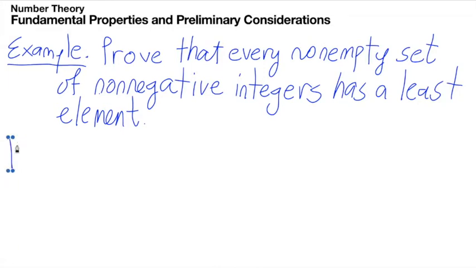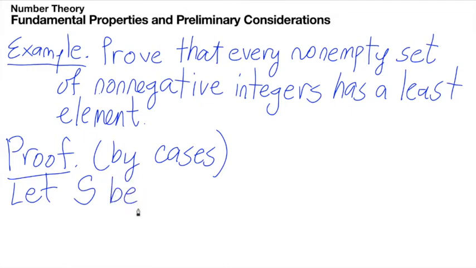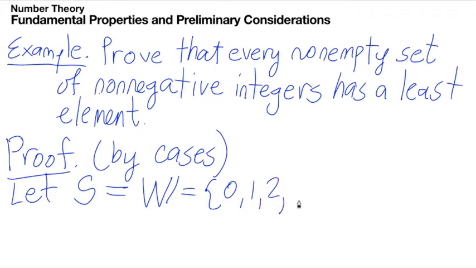So proof. We will prove this by cases. In this example we actually have two cases. First, let's define S. We will let S be the set of non-negative integers, or we can just say let S be equal to the whole numbers, to make it better. Whole numbers, which is equal to the non-negative integers, which is equal to 0, 1, 2, etc.